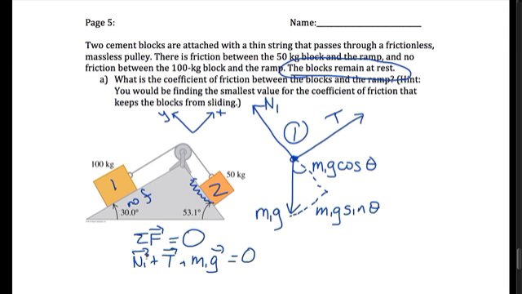I saw a lot of people doing math here, putting the M1G over here with the vector sign and putting a minus. Don't do math on this. All you're doing with this is breaking it into components. You're not doing math on it. You're not doing algebra and putting the N over here or anything like that.